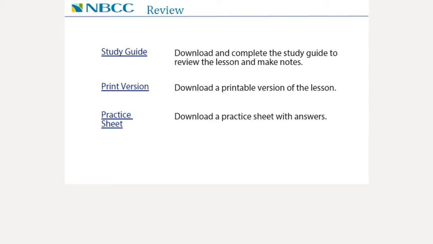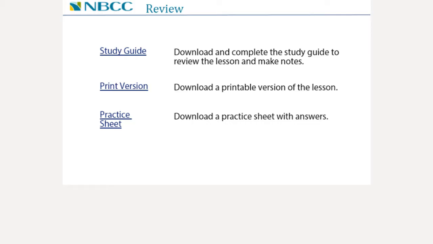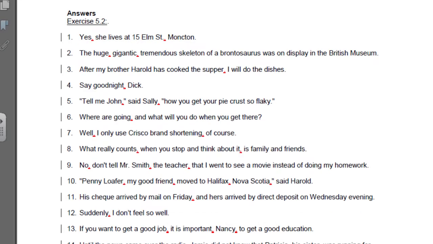There is a print version of the lesson. So you can download this, it's a PDF file, and print it off. It is a no more than 1-page summary of the contents of the lesson. And some people learn better by reading on paper. Finally, you'll find a practice sheet, and this is a self-scoring practice sheet, that is, you score it, but it gives you practice exercises with answers that you can use to review.